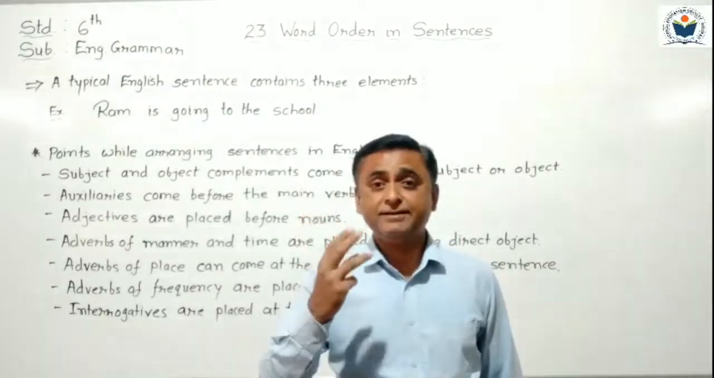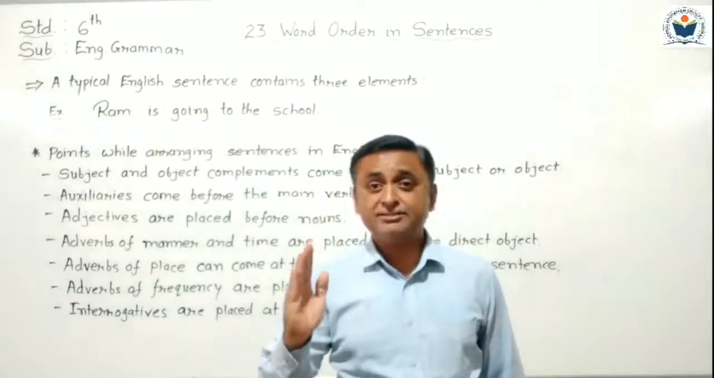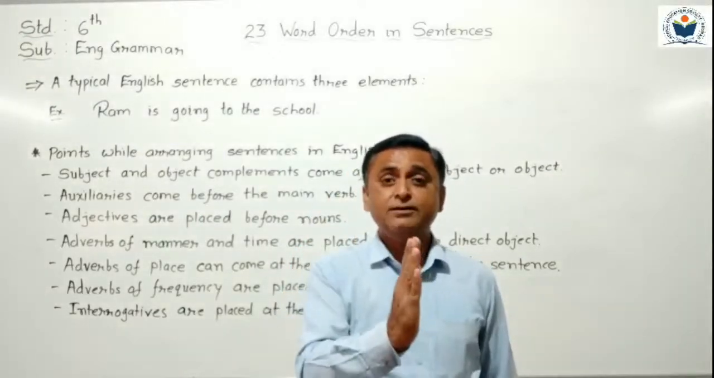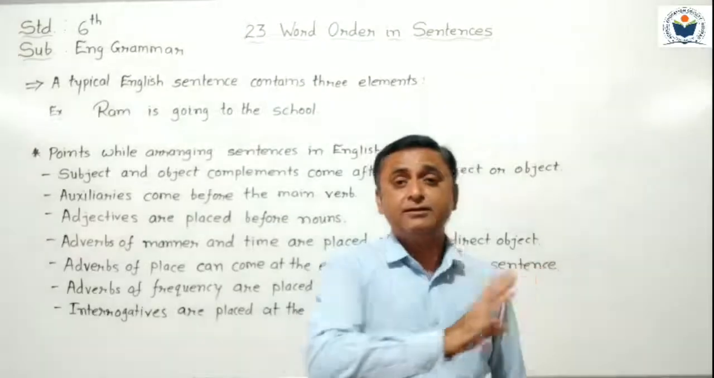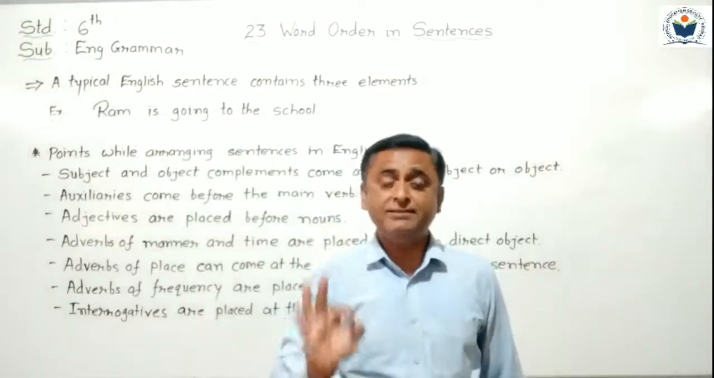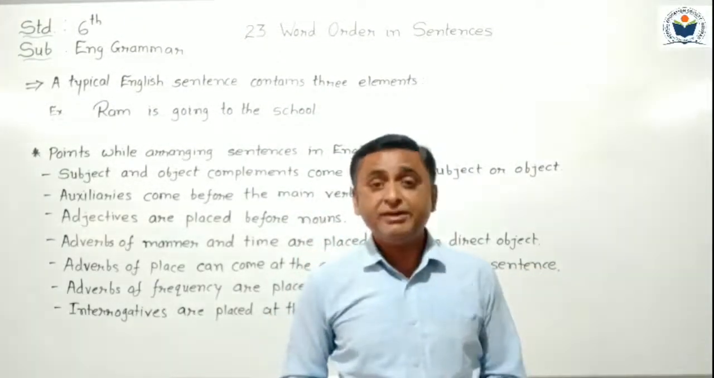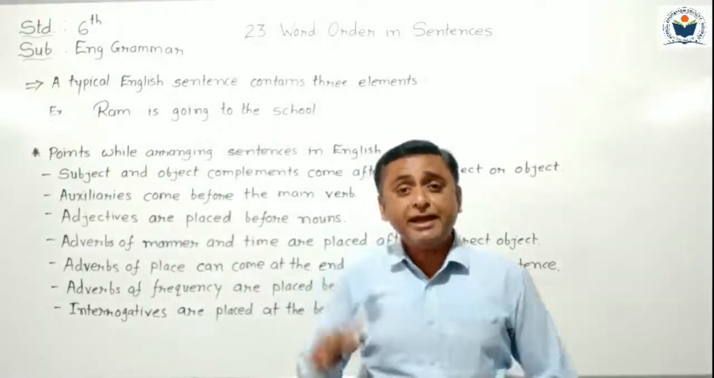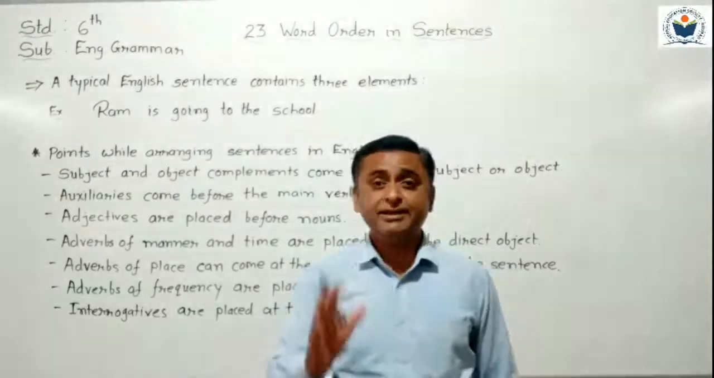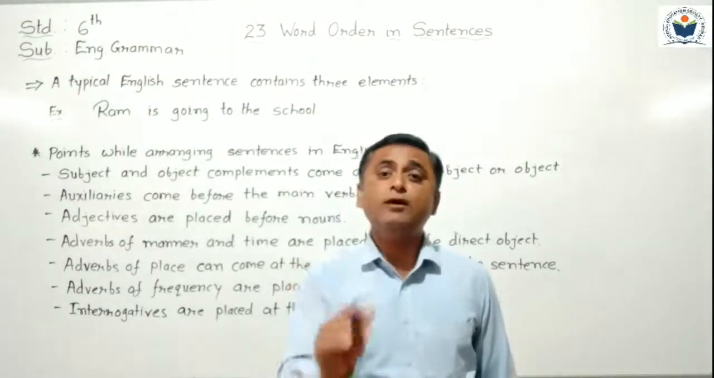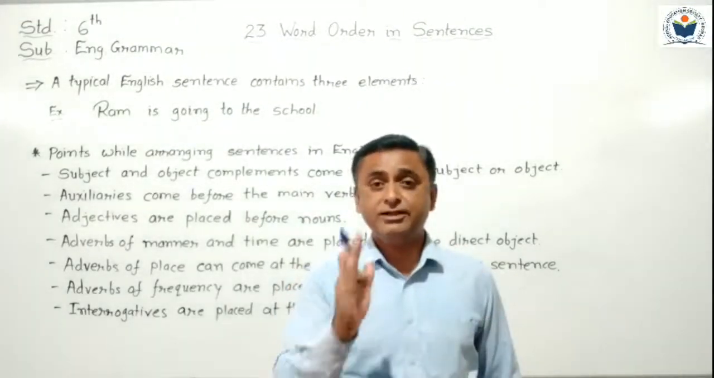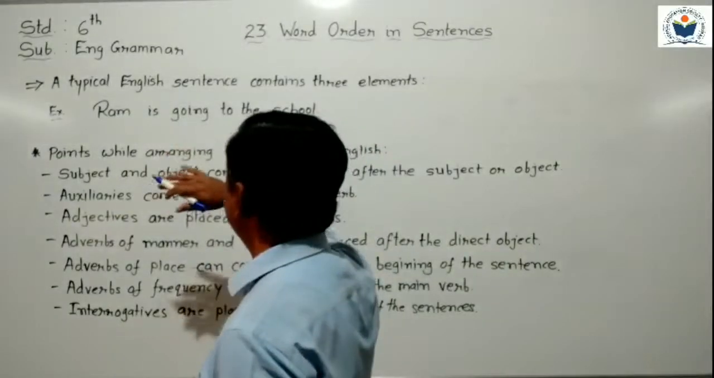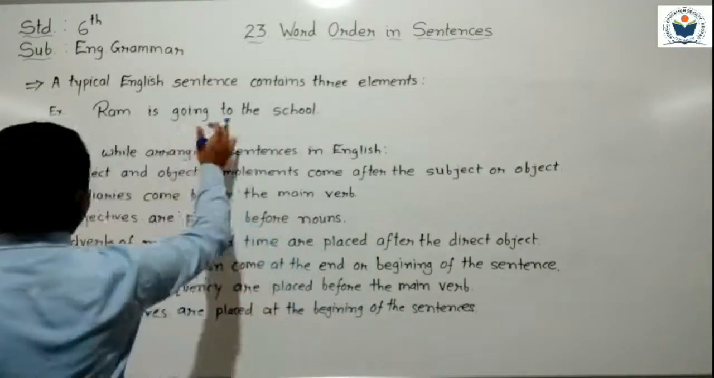First of all, I will speak. The first one is the subject. The second one is the verb. And the third one is the object. These are the typical elements we learned in our previous lessons. So, any sentence of English contains 3 main elements: subject, verb, and object. By this example, we have to understand which 3 elements we are talking about.